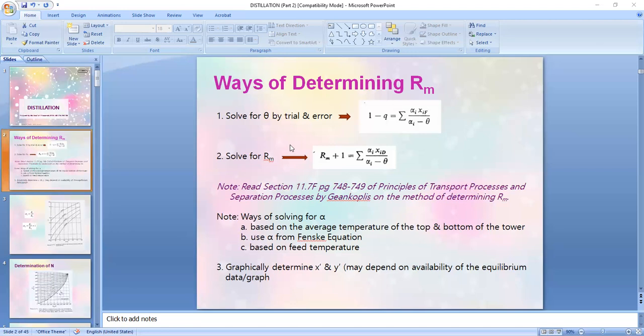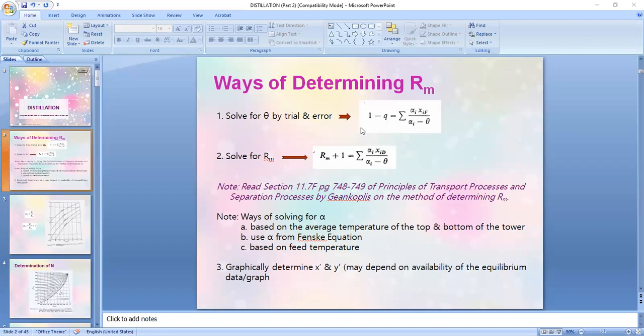You still have to start with the concept of the minimum number of stages and the minimum reflux ratio, and aside from that, you're going to determine the theta because it's needed in the formula. So I have placed in here the steps that you will follow, that way you can solve, based on a formula, the number of theoretical stages for your column.